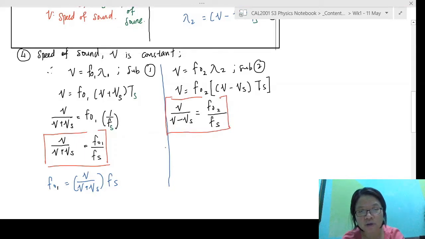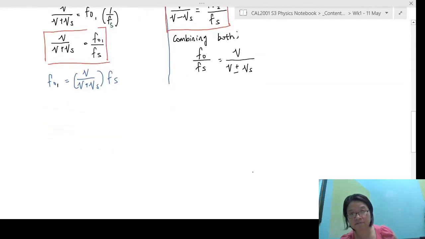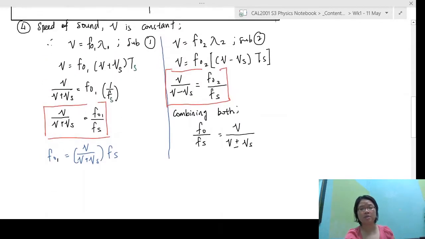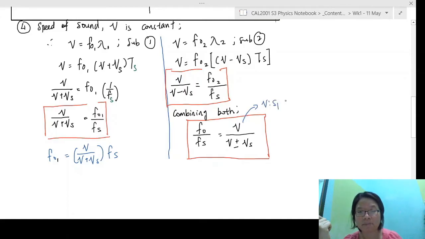And from here, you can already tell that if we combine both equations, I will get the ratio of observed over source is V over V plus minus Vs. Now, if you ask me, I think the last equation is the one that you should know how to use. The main idea is just you must know how or when to use the plus and minus sign.